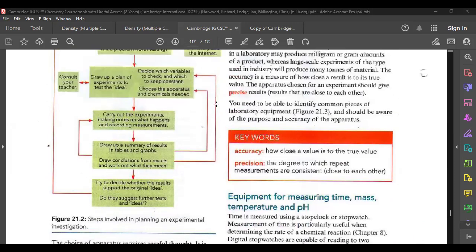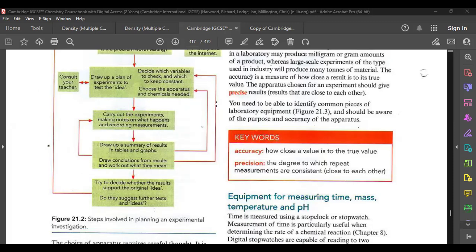Obviously, let's say if you are going to make crystals of copper sulfate, you need a burner, you need copper sulfate solution, you are going to heat it for some particular time, and then you are going to give it time to cool down so that the crystals are made. Once the crystals are made, the experiment is basically complete now.